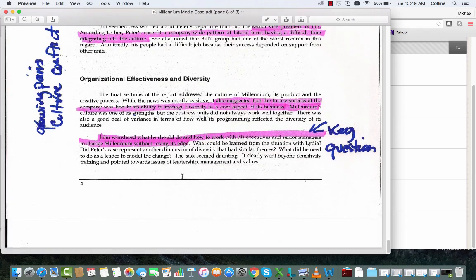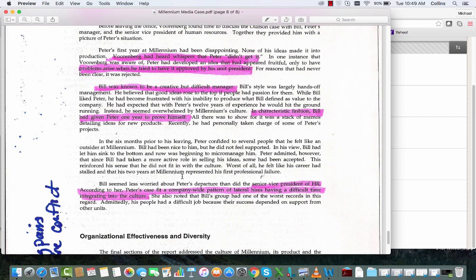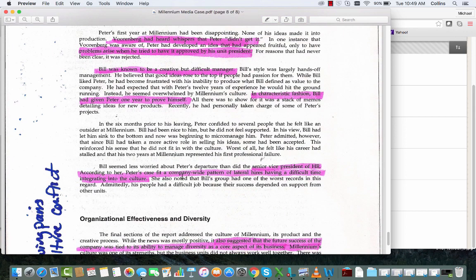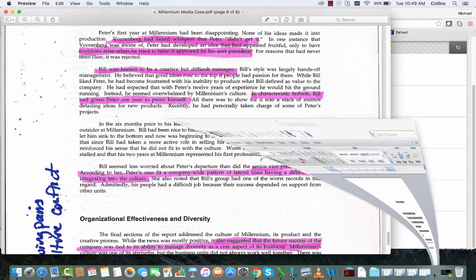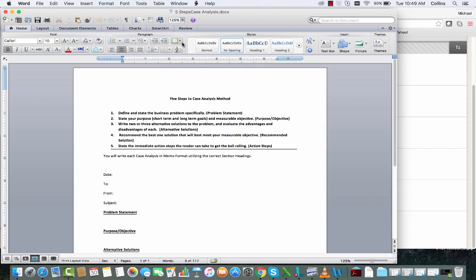Okay? So again, read through the entire document, highlight the key details. First and last paragraphs are almost always critical toward understanding. Okay, so let's go to how we're going to do this. Let me create a little bit bigger here, a little bit bigger more.